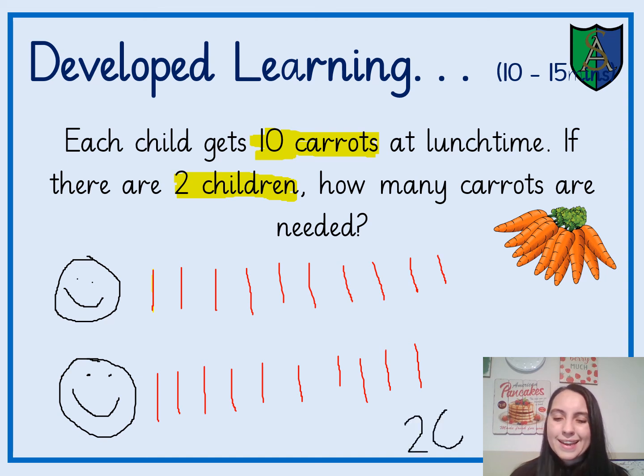Okay, now the multiplication equation this time looks slightly different, because we've got 10 carrots this time, so it would be 10 times by 2 is equal to 20. Brilliant, well done everybody.